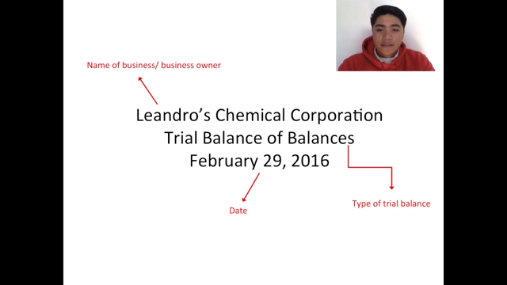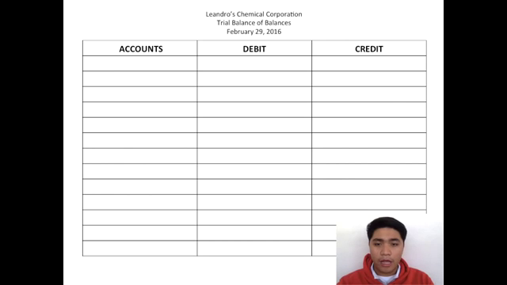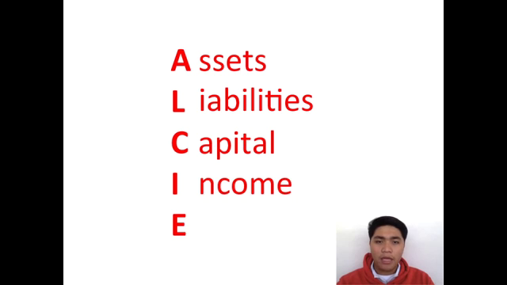For this trial balance, it will be Leandro's Chemical Corporation, trial balance of balances, and February 29, 2016. After creating 3 columns for your accounts, debits, and credits, arrange the accounts in alphabetical order following the sequence ALSI, which is assets, liabilities, capital, income, and expenses.